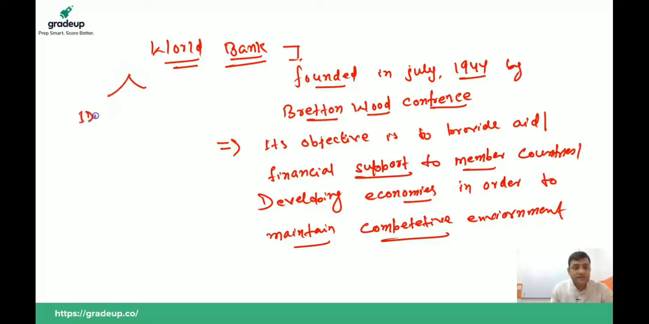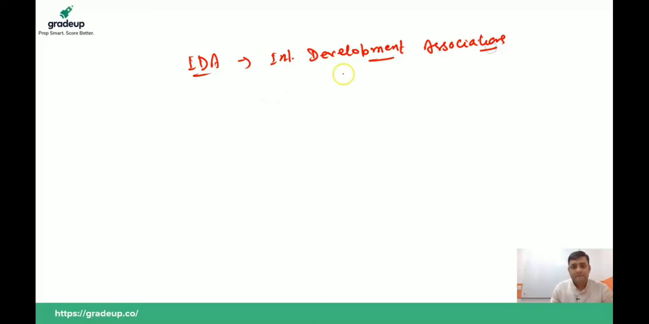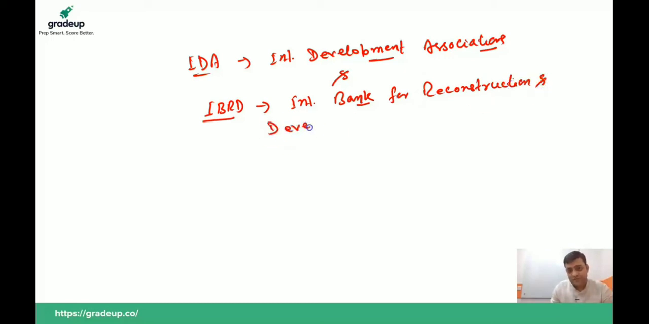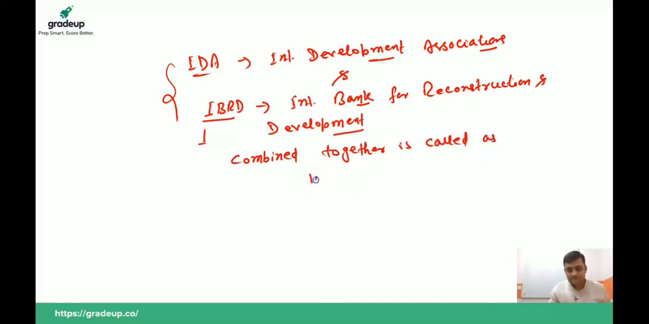One is called the IDA, International Development Association. And second is called the IBRD, International Bank for Reconstruction and Development. So remember one thing, IDA, which is called the International Development Association, and IBRD, which is the International Bank for Reconstruction and Development. These two organizations combined together are called, which one you will say? World Bank. This is the basic thing.